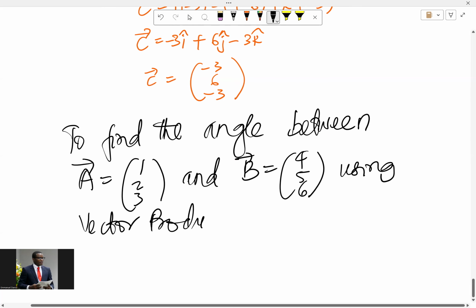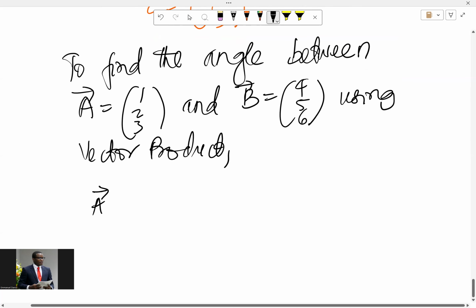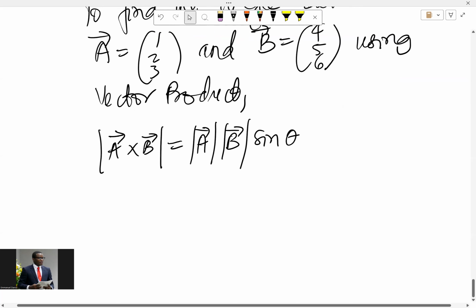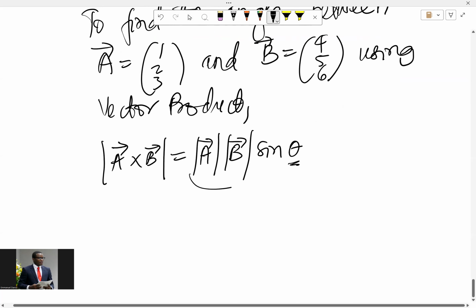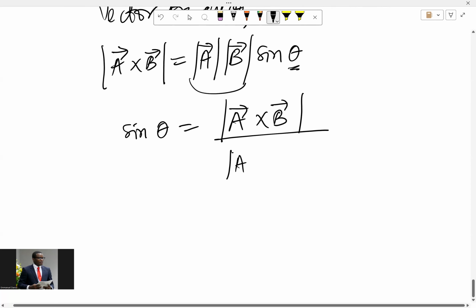Okay, so what we have to do here is to say that the magnitude of the cross product A cross B is equal to the magnitude of A multiplied by the magnitude of B sine theta. Now it's sine because you're using vector product, and theta is what we are looking for. So it means we have to divide through by the magnitude of A times the magnitude of B. So sine theta alone is equal to the magnitude of A cross B divided by the magnitude of A multiplied by the magnitude of B.